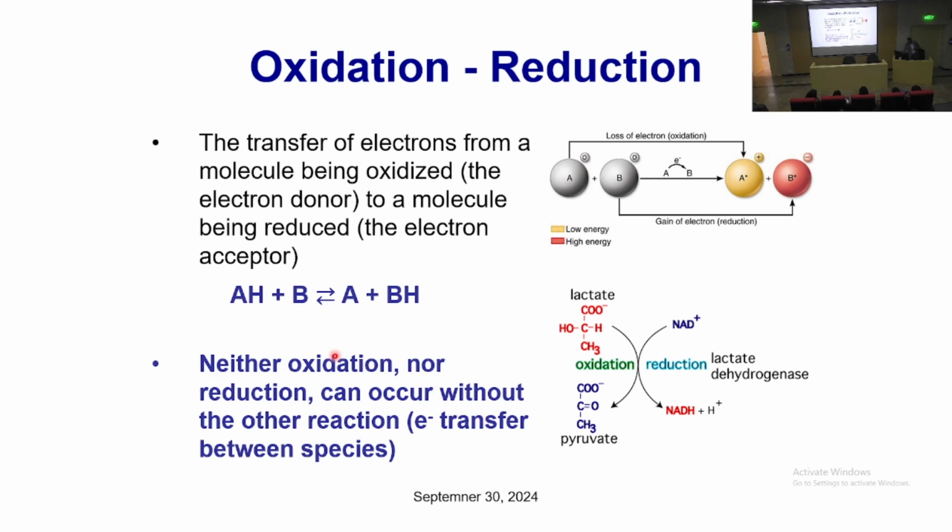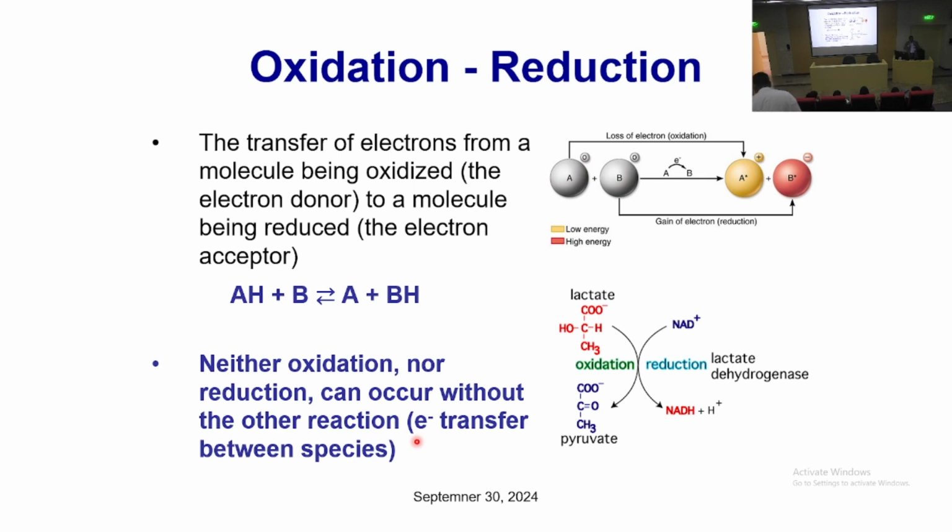So the oxidation and reduction cannot occur without each other. They are coupled. There cannot be oxidation without reduction at the same time. Both reactions should happen at the same time, because if one molecule gives away the electrons, there should be an acceptor of these electrons. So that's why both occur at the same time.